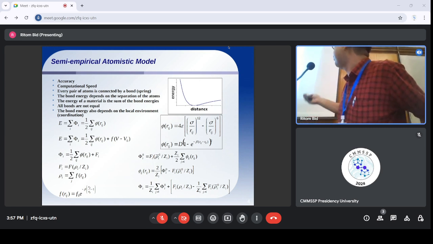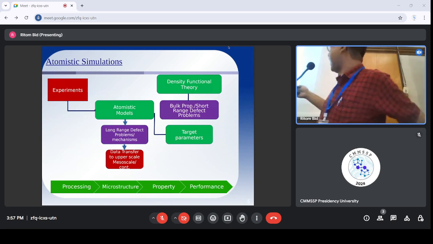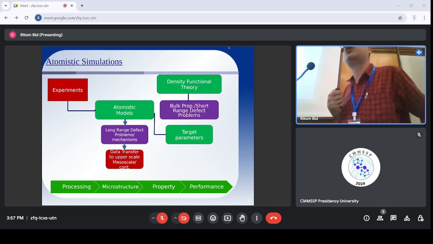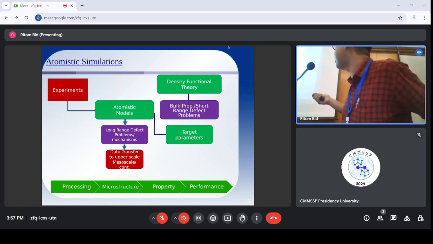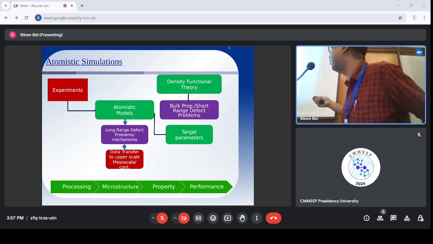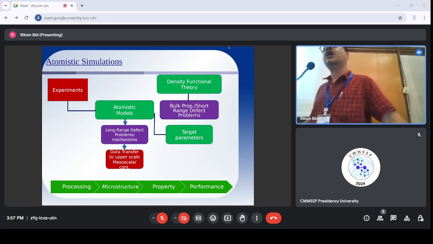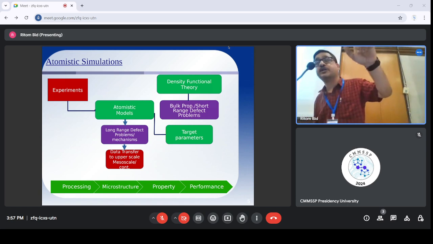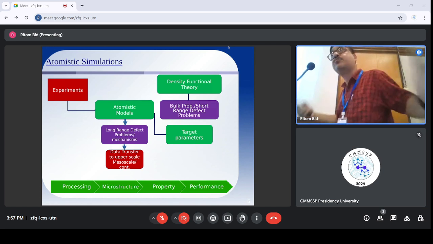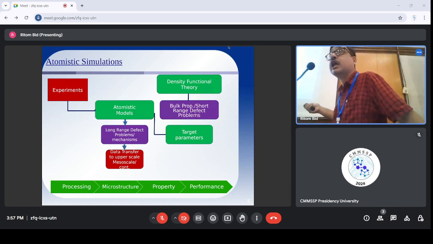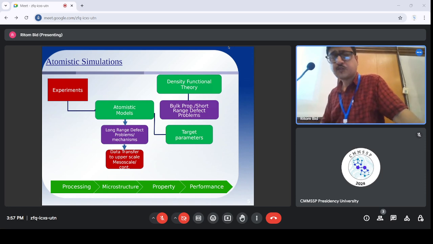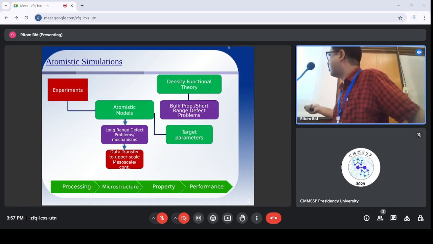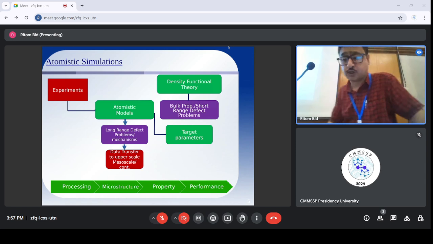I'm not going into the detail of this semi-empirical potential, but typically, when we develop such a potential, we draw material parameters from experimental values or from density functional theory values. So these values are typically your target parameters. With these target parameters, you develop the model, and then you try to study long-range defect problems. So essentially, the performance is dependent on the properties of the material, and the properties depend on microstructure and processing.